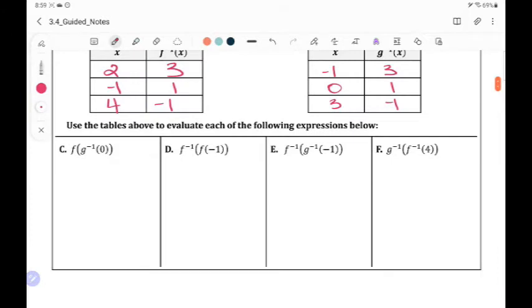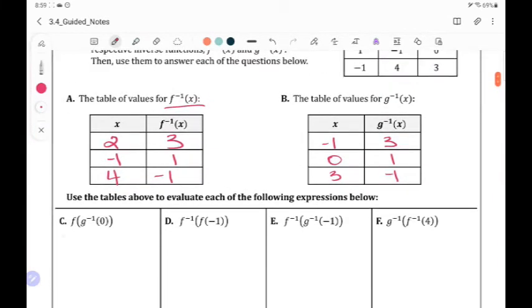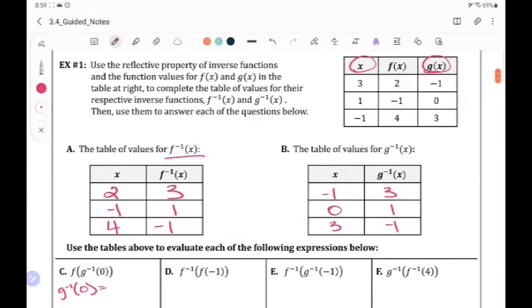So coming down here, use the tables above to evaluate each of the following expressions below. So we've got some compositions of functions, but they're just the functions and the inverse functions. Let's look at this first one, f of g inverse of 0. The first thing we need to know is, what is g inverse of 0? This is our table for g inverse. When x is 0, we get 1.